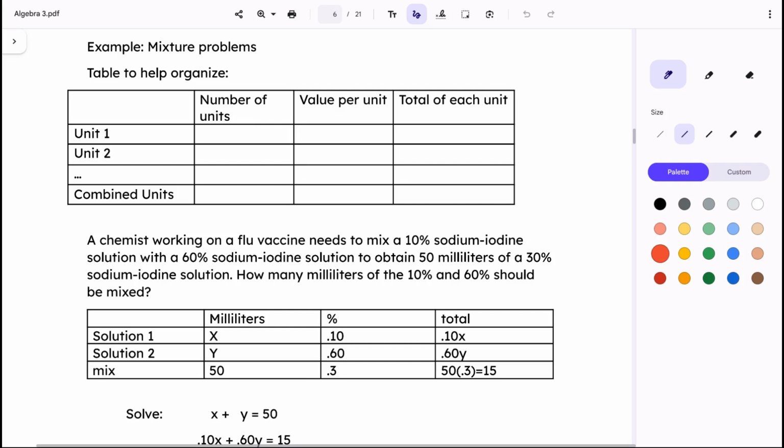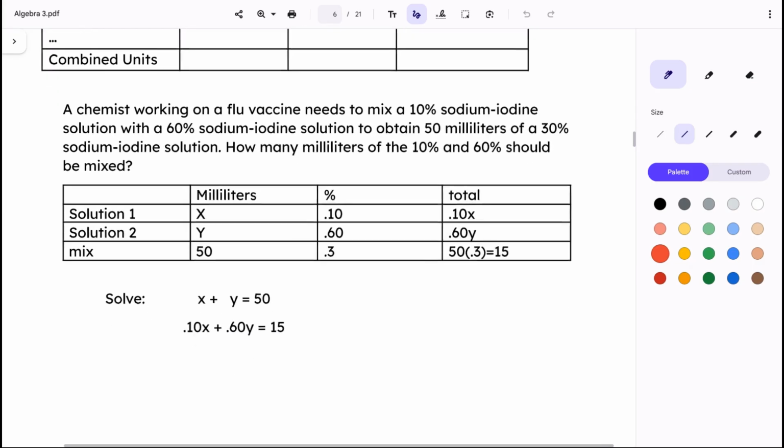So usually when we do mixture problems, it's sometimes helpful to use a table to organize the things that they're talking about and sort out the numbers so that we can see what we're missing and what we need. This table here at the top is a generic one that you could use for any problem, where the first column is what exactly you're mixing, the different items that you're trying to put together. Then the number of units would go next, the value per unit, and then the total of each unit. Those are just headings so that when you go to a problem, you can customize it for what works best for your situation.